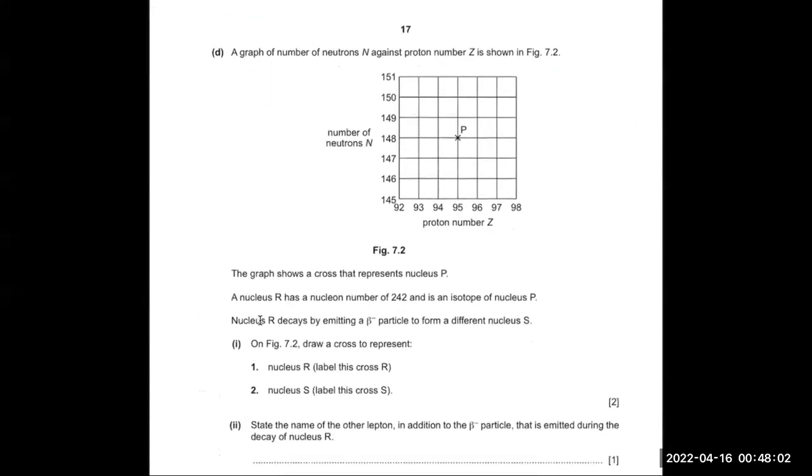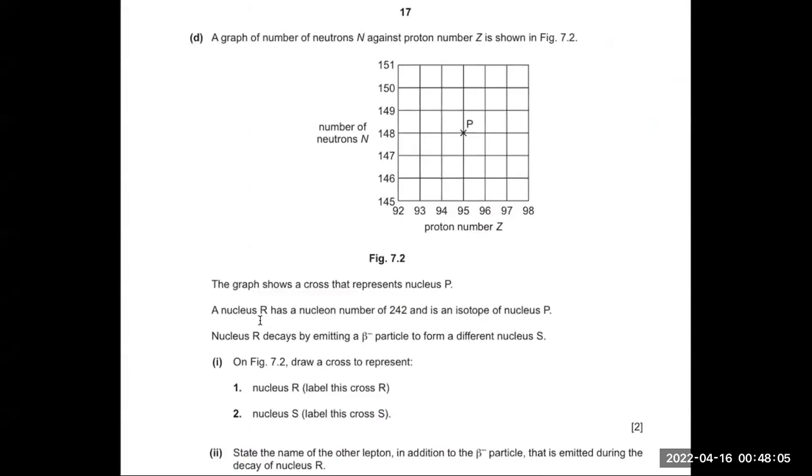Part D says, a graph of number of neutrons N against the proton number Z is shown in figure 7.2. The graph shows a cross that represents nucleus P. It's some nucleus P with 148 neutrons and 95 protons. A nucleus R has a nucleon number 242 and is an isotope of nucleus P. So if it is an isotope of nucleus P, what does nucleus P and nucleus R have in common? What number do they have in common if they're isotopes?